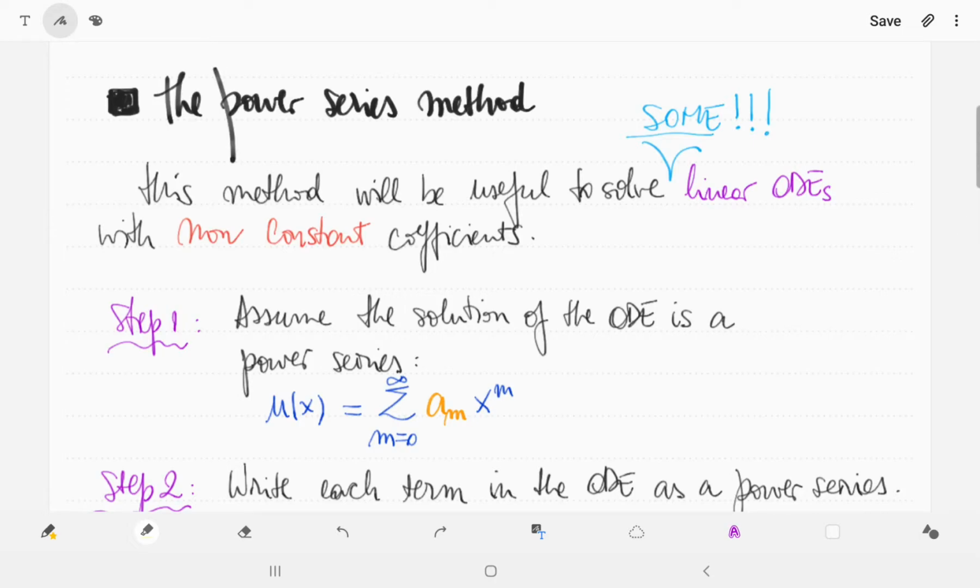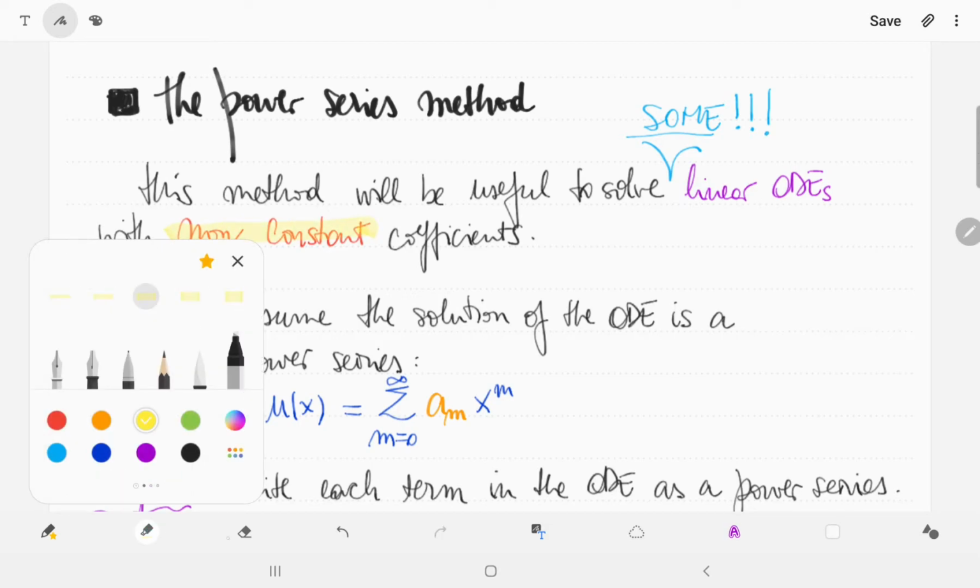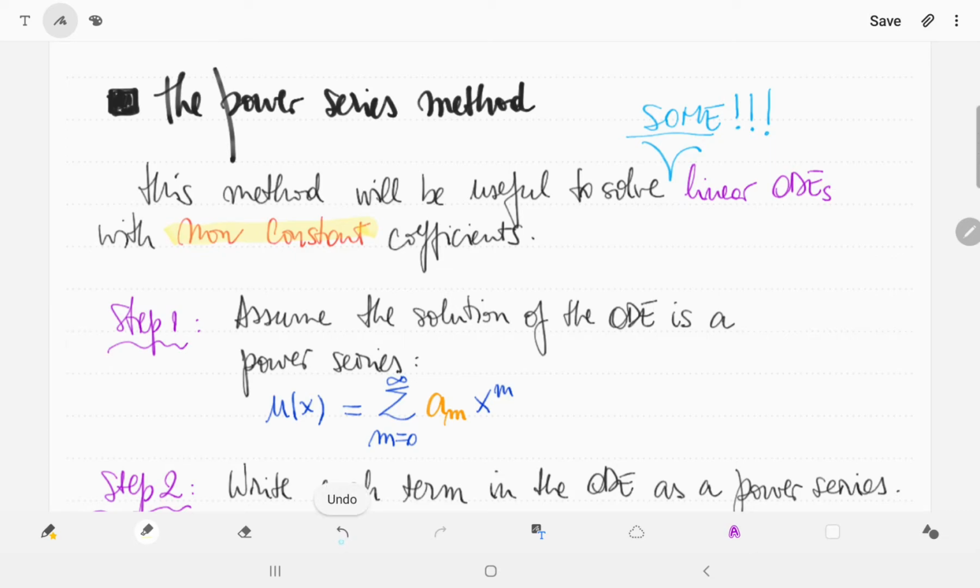Okay, so finally, as I promised, now we are going to see the power series method to solve some ODEs with non-constant coefficients. Okay, so let's start. We can think about this power series method in several steps. So the first step would be, okay, I have my ODE and I will assume that I have a solution that admits a power series representation.